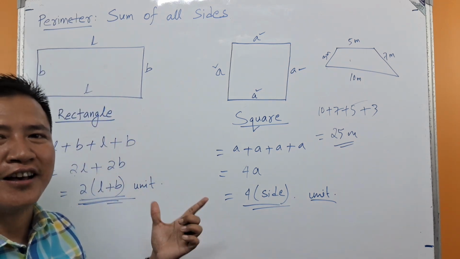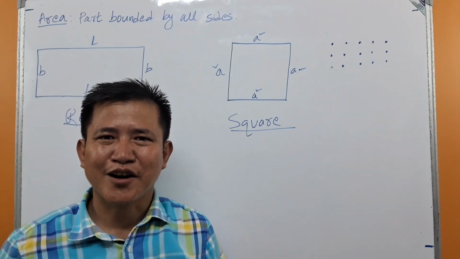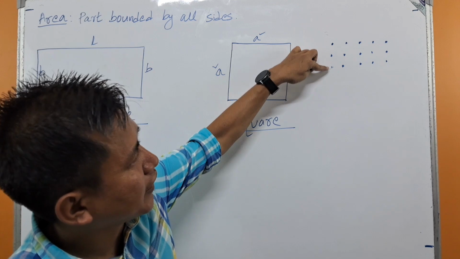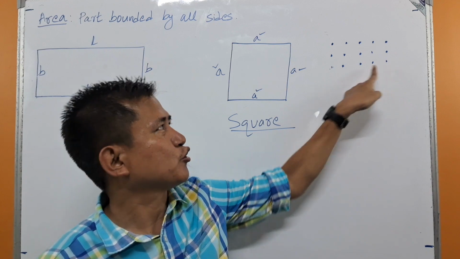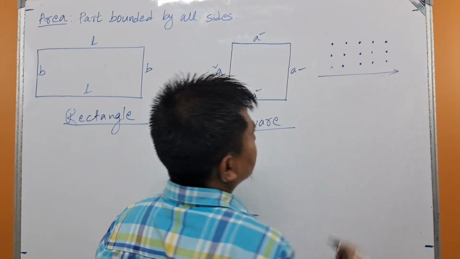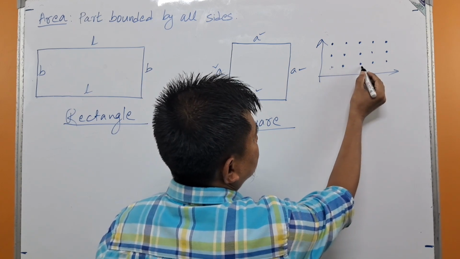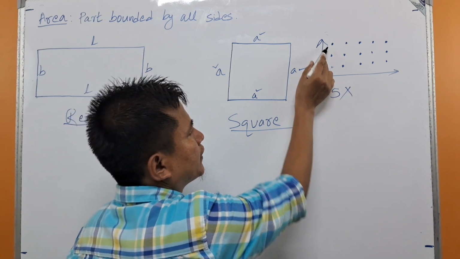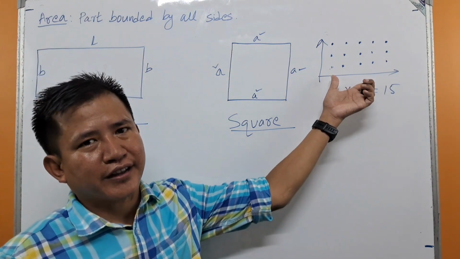Now let us see the formula for area of rectangle and area of square. Area means part bounded by all sides. So let's understand this. We have 3 rows of dots here, 1, 2 and 3, and each row contains 1, 2, 3, 4, 5 dots. So how many dots are there all together? We simply multiply the number of dots in each row with the number of rows. 5 dots in each row multiplied with number of rows 3. 5 3s are 15, which means there are 15 dots altogether.